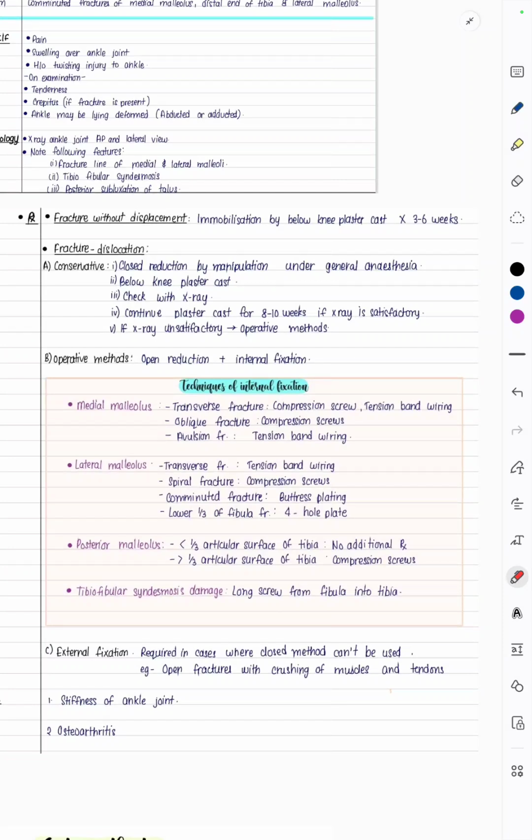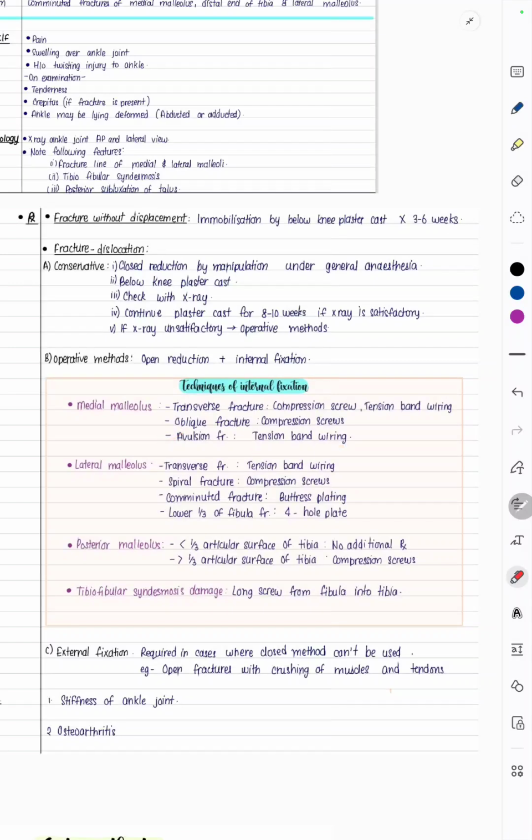Then operative methods. Operative method is open reduction and internal fixation. So this is very important. In these, what are the different techniques for medial malleolus? Now, medial malleolus, there can be oblique fracture in adduction injury. For that, the compression screws are used. Avulsion fracture is seen in abduction injury. Then tension band wiring is used.